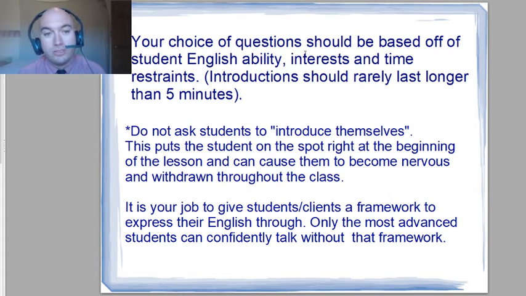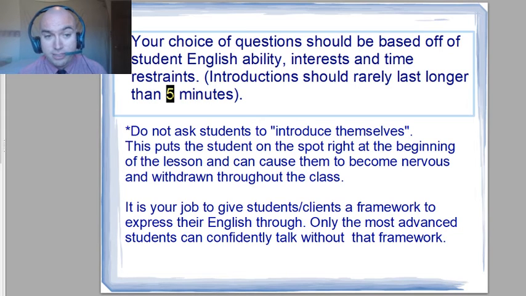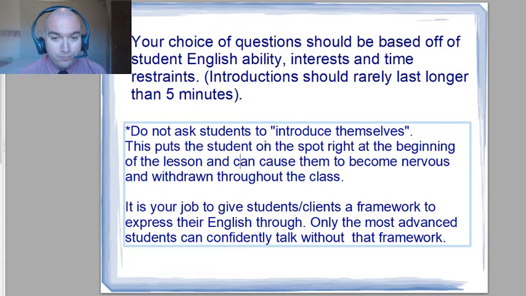Okay, now your choice of questions need to be based off your students' English ability, their interests, and the time restraints you have here. I wrote here that your introduction should be 5 minutes tops. I would not make them longer than 3 minutes usually. Okay, keep this running as quickly as possible so you can get into your main lesson.